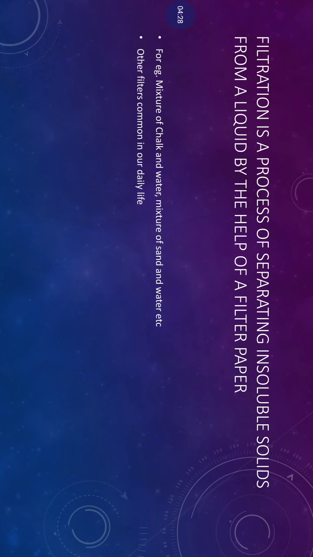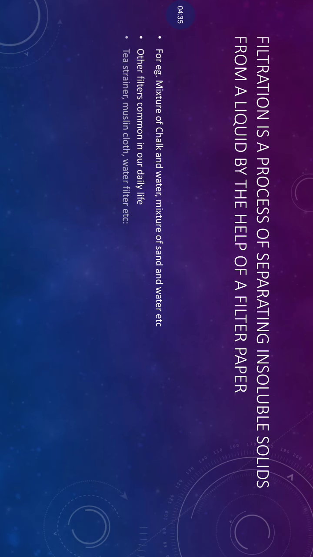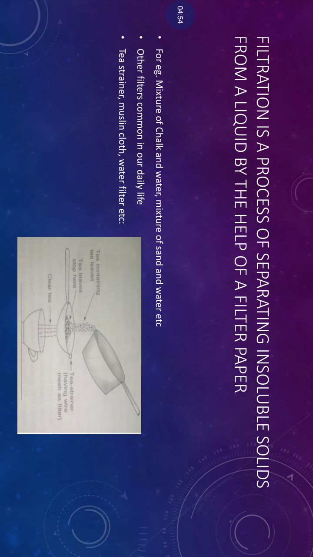Other filters are also common in our daily life. For example, we use a tea strainer, and fine cloth like muslin cloth, and we filter our water through filter paper. These are the common filters which are used in our day-to-day life. This picture shows filtration of tea leaves from the tea through a tea strainer.